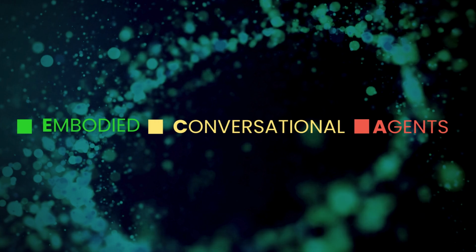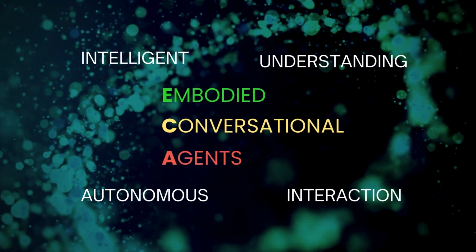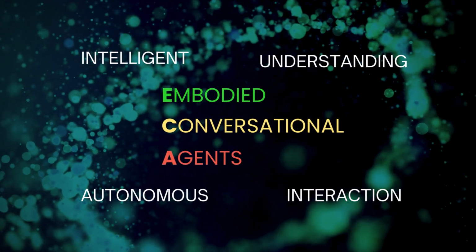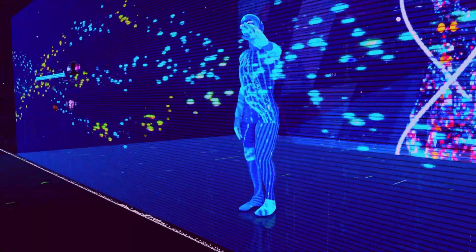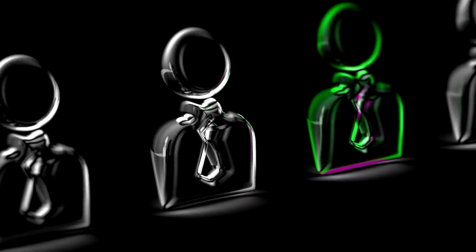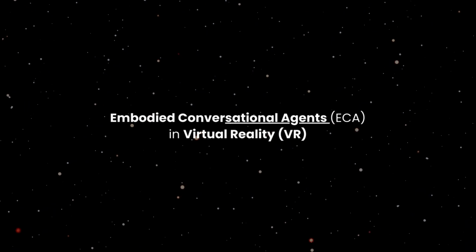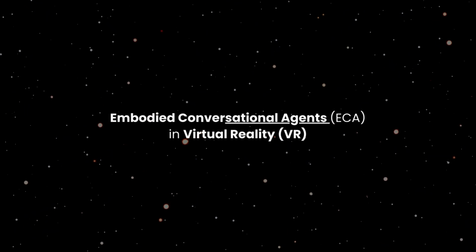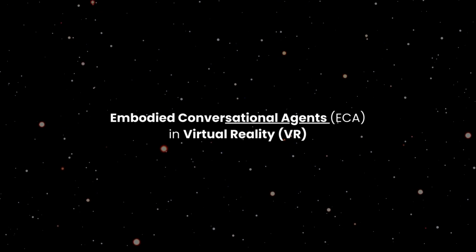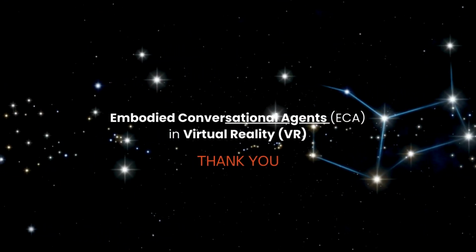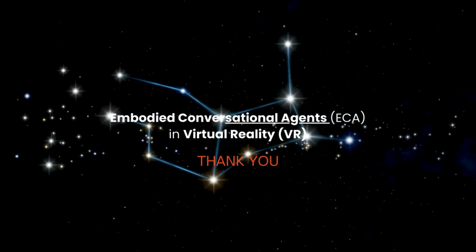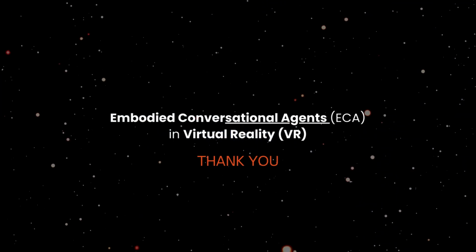Together, these elements make ECAs function as intelligent, autonomous entities capable of providing meaningful and effective interactions with users, understanding its environment and you, the user. This video gives an overview of what an ECA is, in the context of human embodied ECAs in virtual reality environments. We hope to have helped you understand the different components that give ECAs their name. Embodied Conversational Agent.